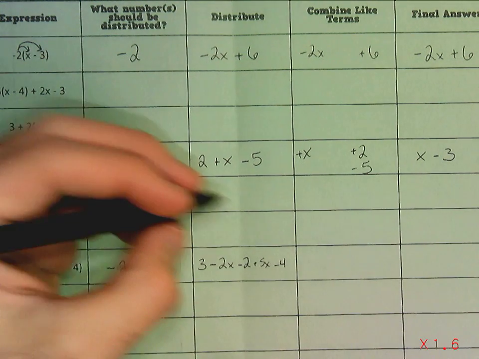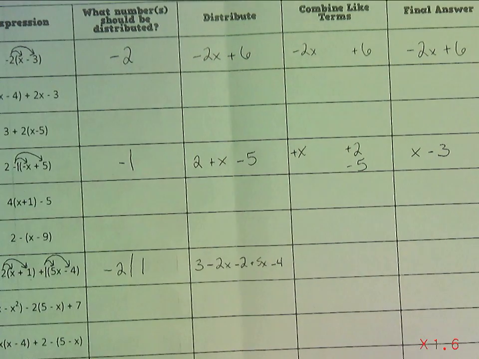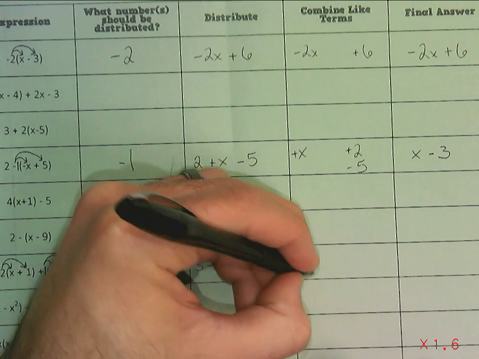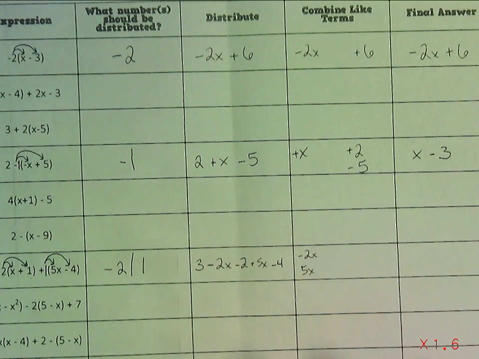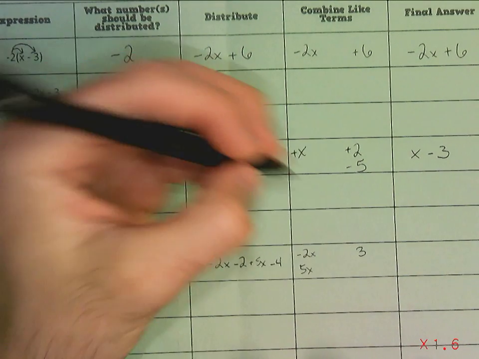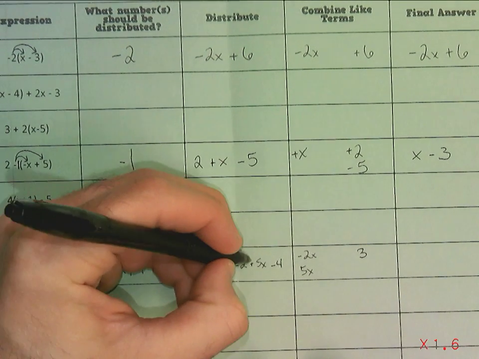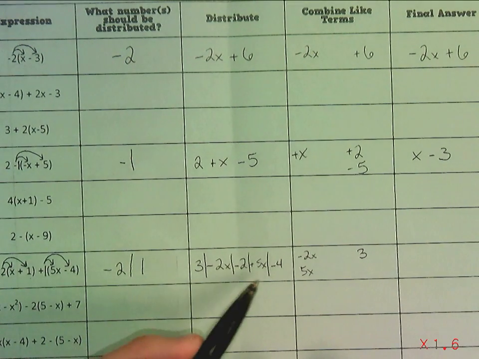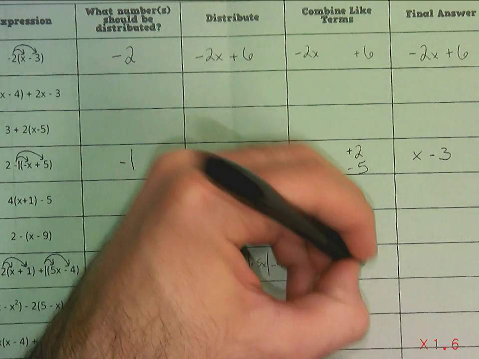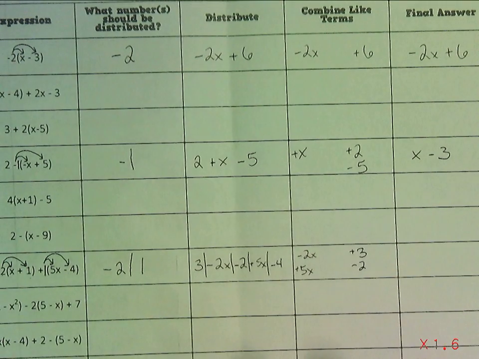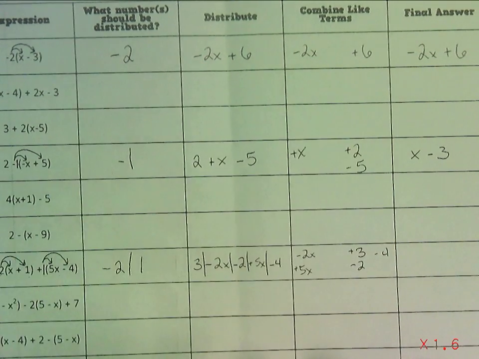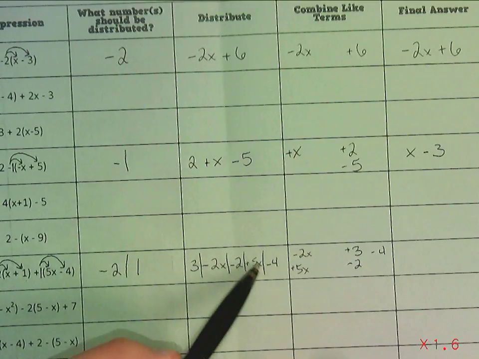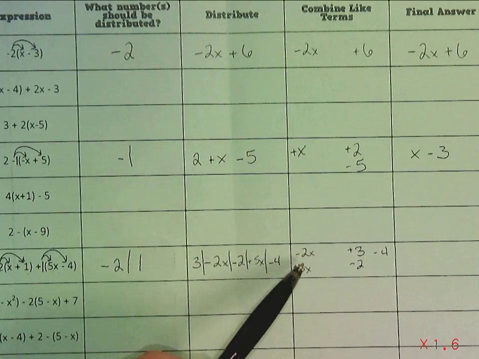Now let's write down our terms. So it looks like I have x's that I can combine, so negative 2x and a 5x. And then I have a 3, and I could draw in my lines here, like we talked about with combining like terms. So I have a 3, positive 3, a negative 2, and a negative 4. And make sure I have all the terms, 1, 2, 3, 4, 5. So remember, we can combine these together.